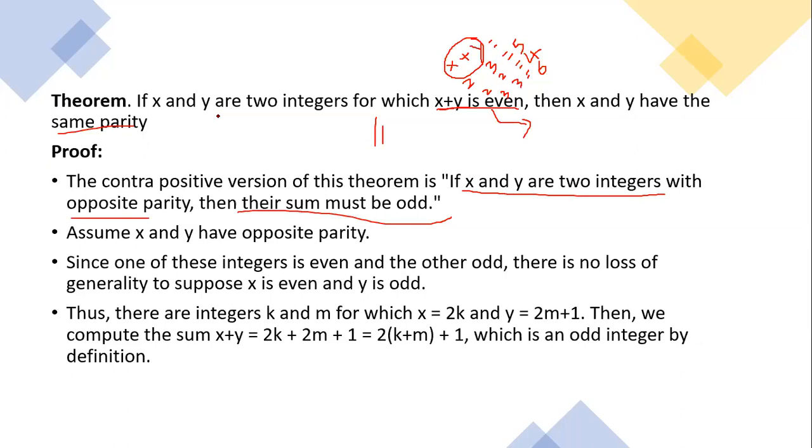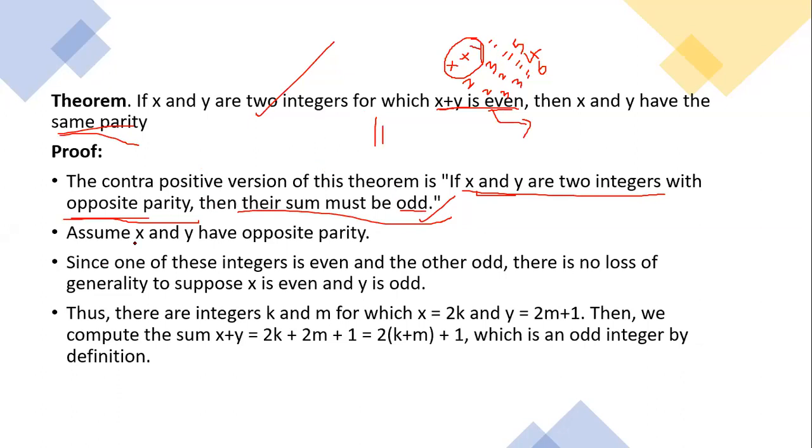And how can I take it in the contrapositive manner? If x and y are two integers with opposite parity, their sum must be odd. If I prove this, the original statement is also true, because I'm taking two integers with opposite parity. In the original I take the same parity, but here I take the opposite parity. Here the addition is even, here the addition is odd. So it's a way of representing the statement in contrapositive manner.